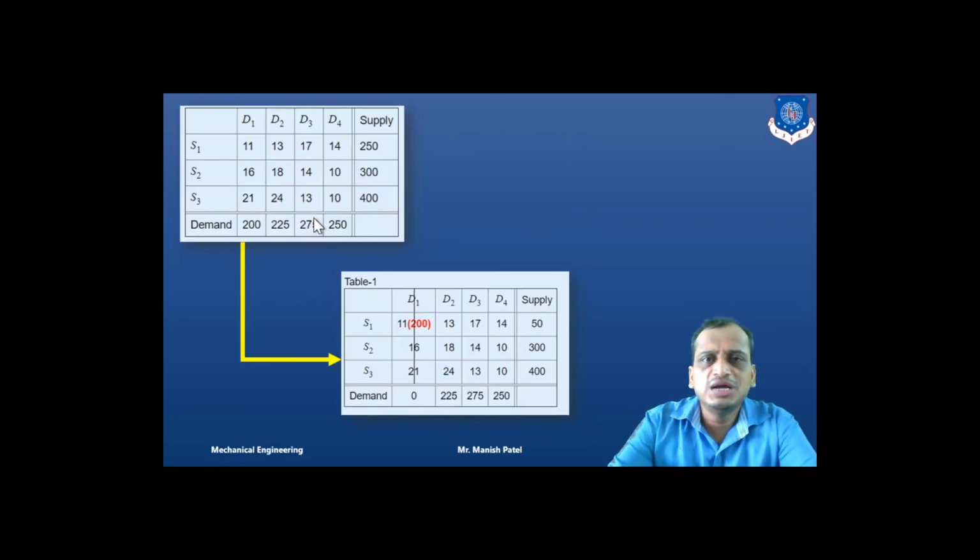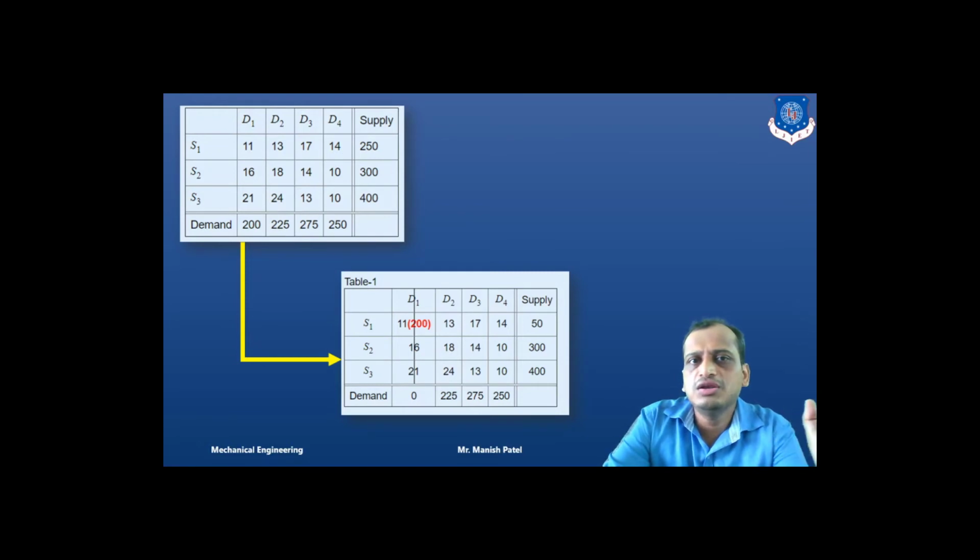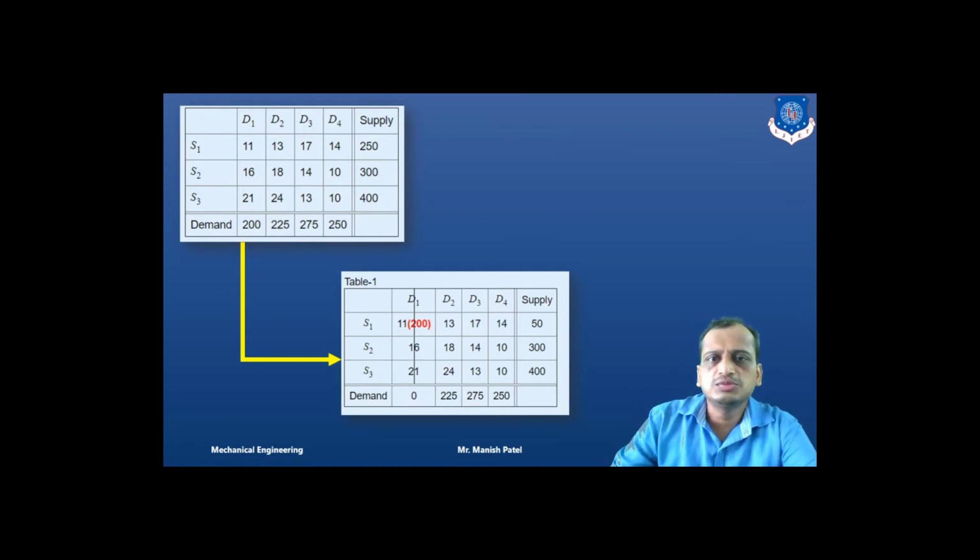So what is the first step here? The first step is to go to the cell which has the northwest corner. What is the northwest corner in this transportation cost matrix? If you see here, the northwest corner is the 11. The supply side constraint is 250 and the demand side is 200. So what can we allocate in this cell? We can only allocate 200, so we will allocate 200.